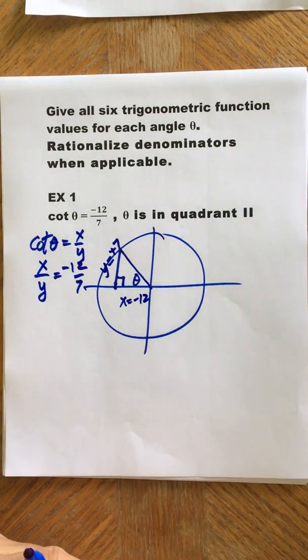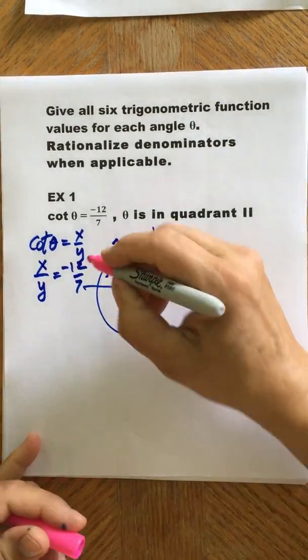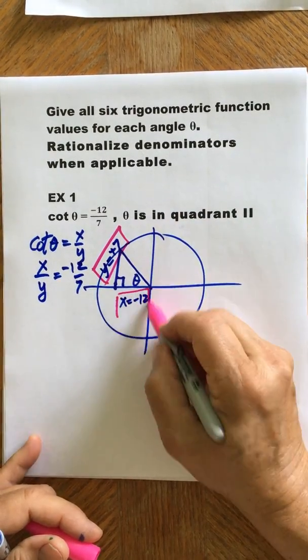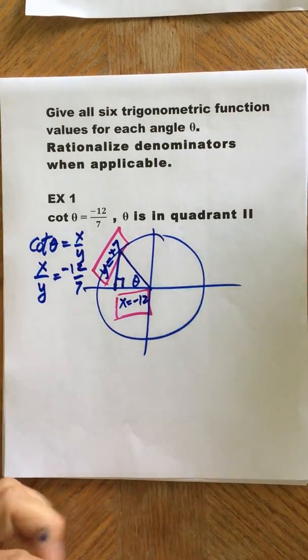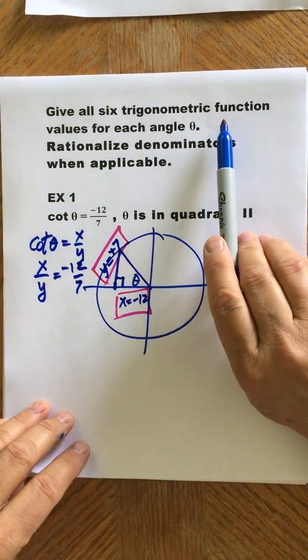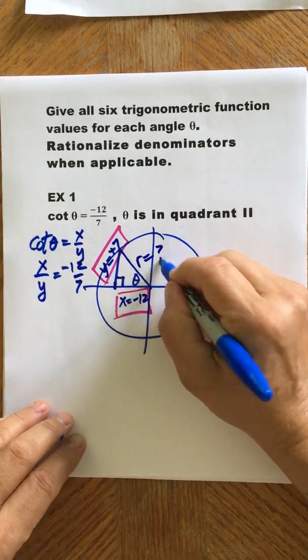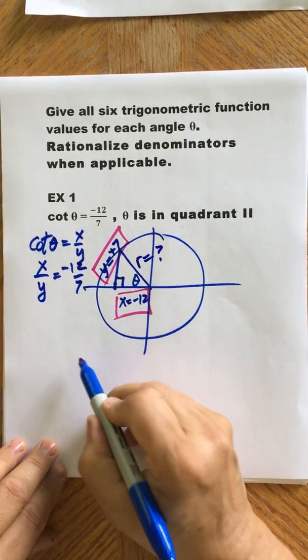Sorry, I'm not sure that color's so good. So here, y is positive 7, x is negative 12. To give you all 6 trigonometric values of that angle, I need to find the radius. So what is that going to be? Well, I use the Pythagorean theorem.